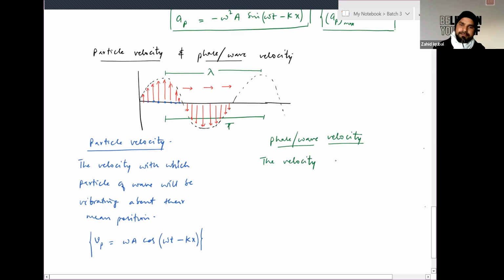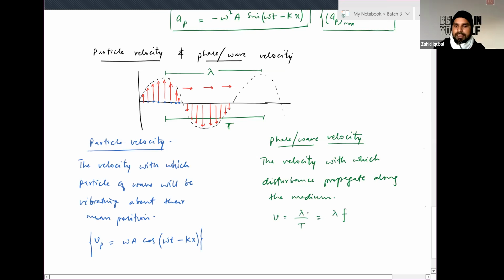The velocity with which a disturbance propagates along the medium is called wave velocity. So v is equal to distance by time. Distance we have lambda, time taken is T. So it will be lambda into frequency, as 1 over time period will be f. And further, it will be equal to omega by k.